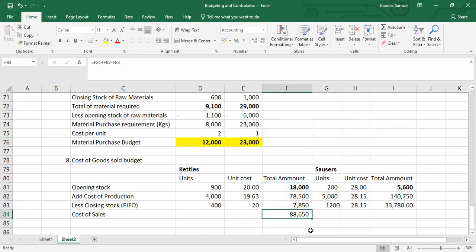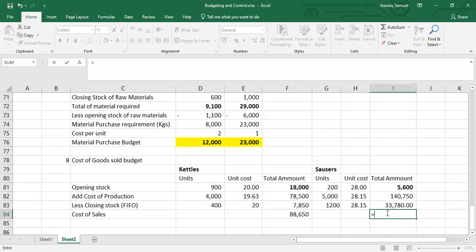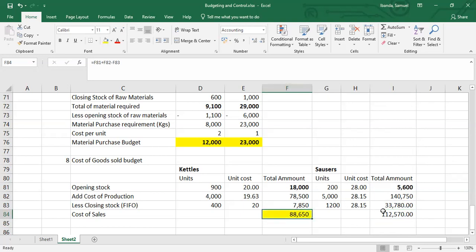So this will give me 88,650. Then I'll move here. The same thing, I'll get that, I'll add that, and then I'll less 33,780 to give me 112,570. Okay, so this will be basically what I'll regard as my cost of goods sold budget. As simple as that.